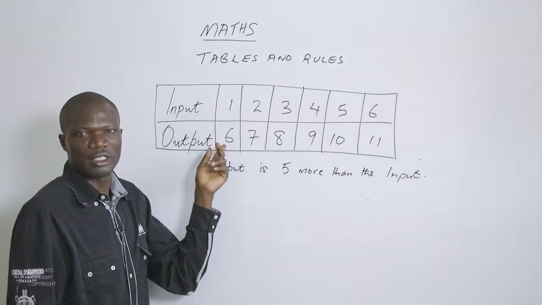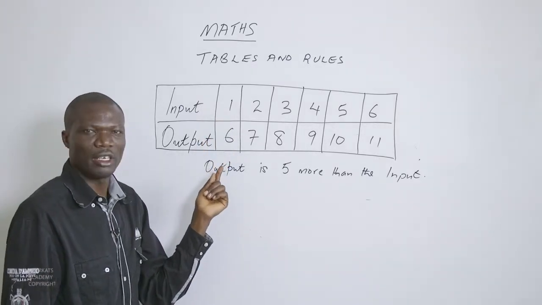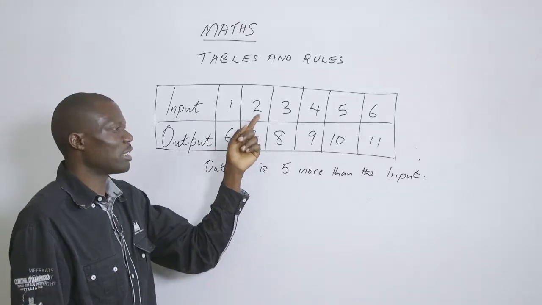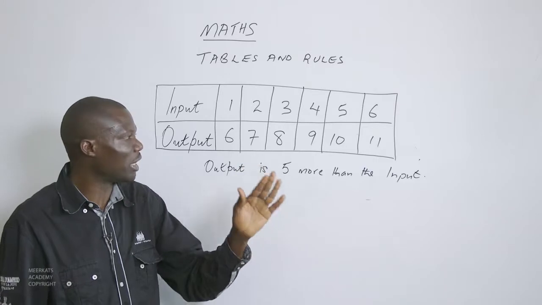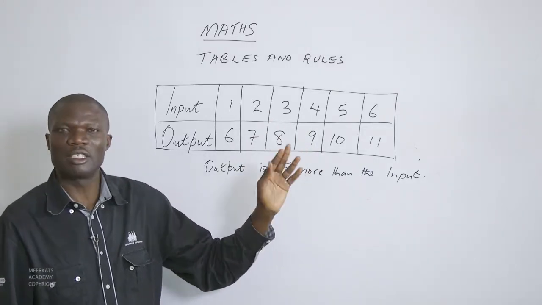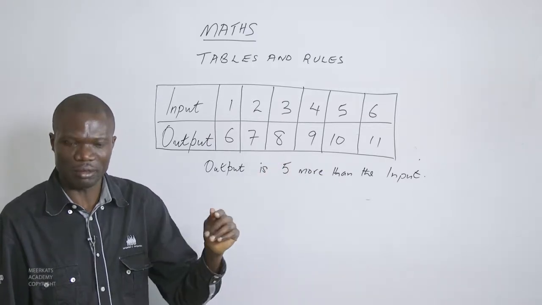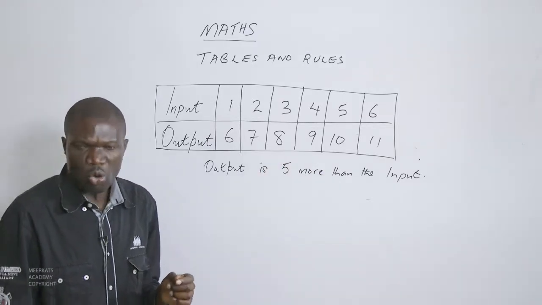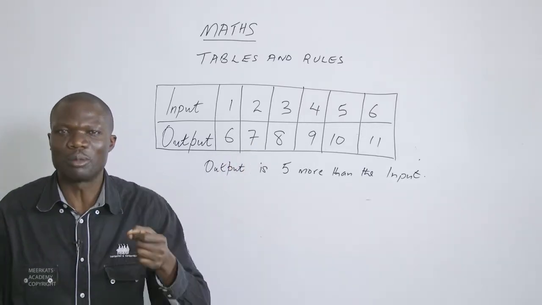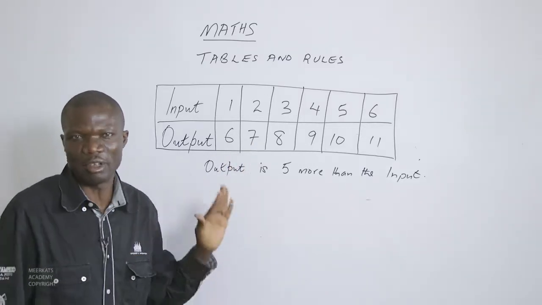1 and 6. 6 minus 1 is 5. 7 minus 2 is 5. 8 minus 3 is 5. 9 minus 4 is 5. 10 minus 5 is 5. And 11 minus 6 is 5. So by inspection, we can develop or generate a rule and we write it down.